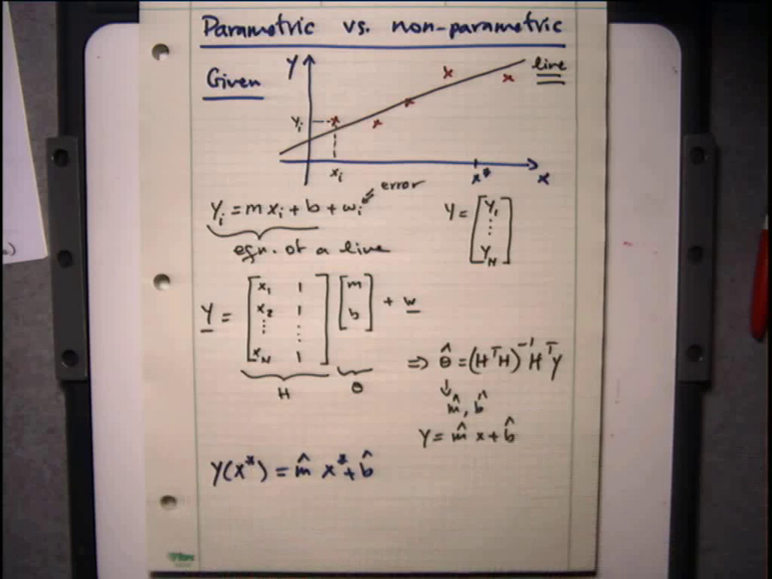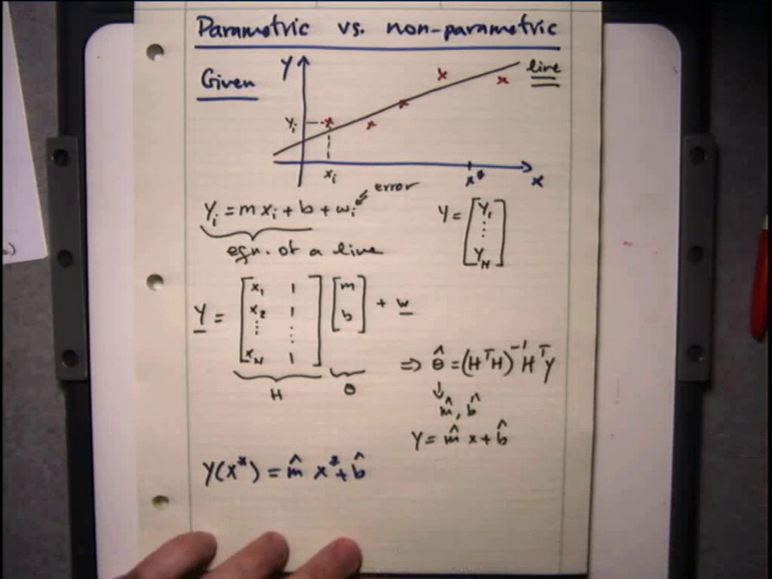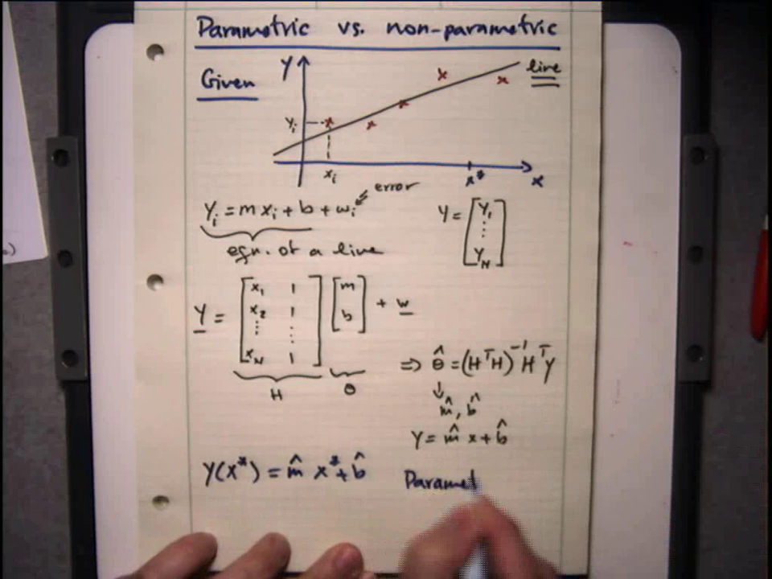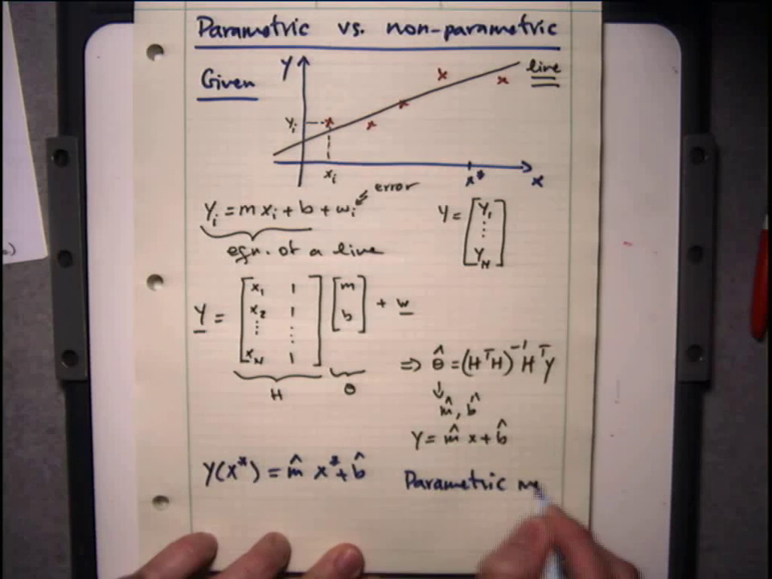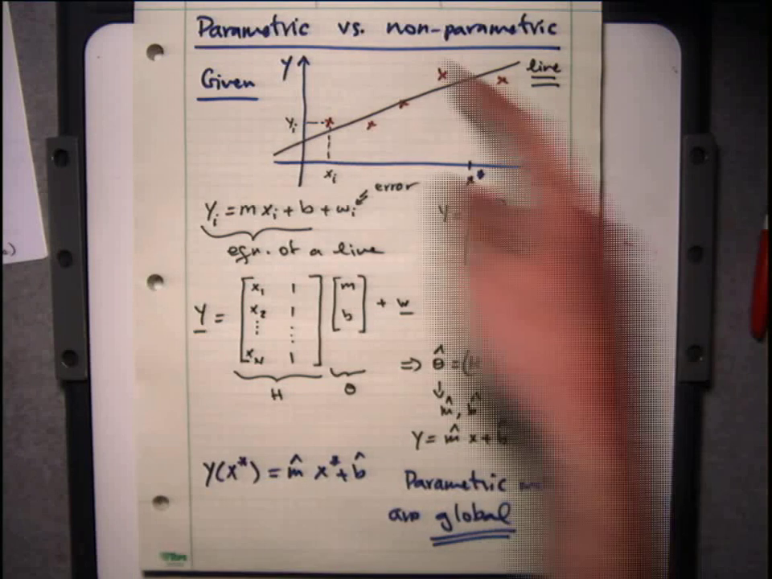Okay. So the bottom line here is that the parametric methods are global. So what do I mean by global? I mean a couple of parameters completely determine the overall global behavior of this fit.